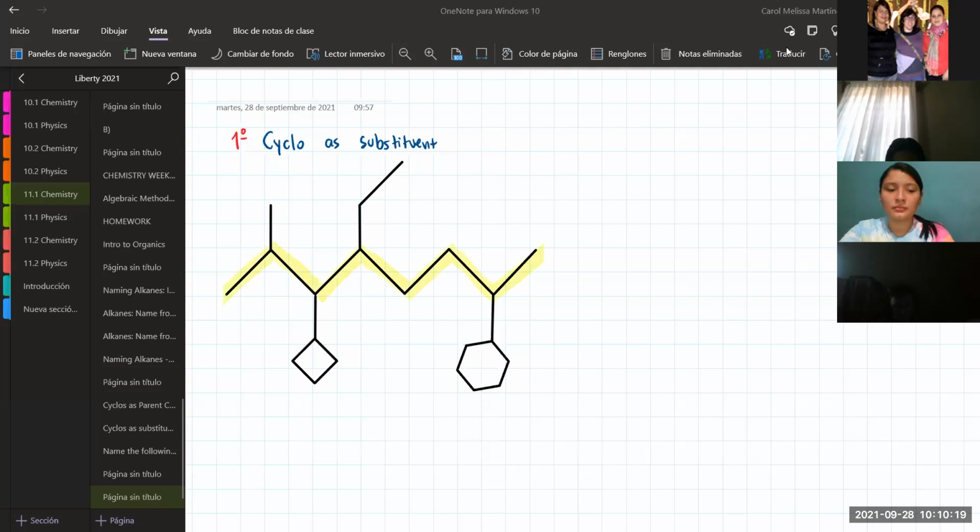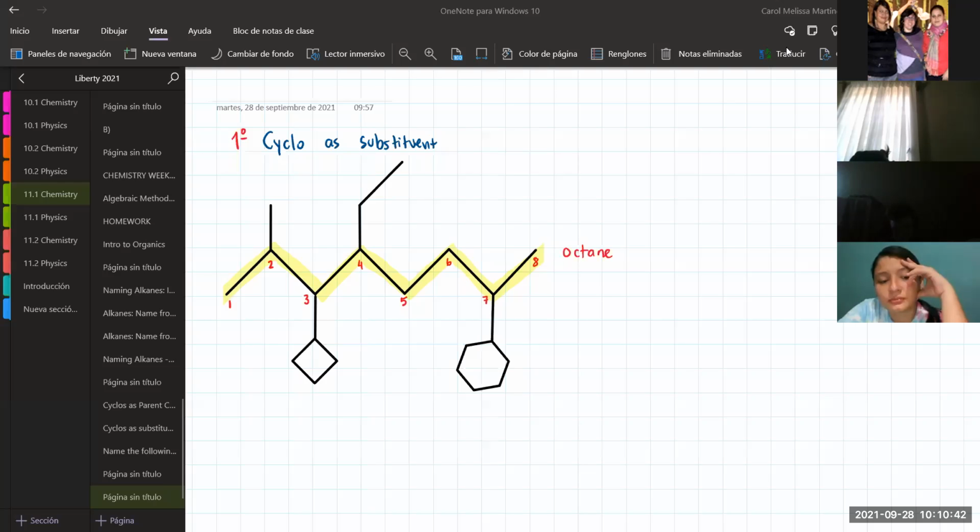Now that I confirm that this is the parent chain, what I'm going to do is number the carbons left to right, and right to left. 1, 2, 3, 4, 5, 6, 7, 8, which means that it's going to be octane. And the other way, 1, 2, 3, 4, 5, 6, 7, 8, octane. Now I will see what are the alkyls that are attached to the parent chain. This one right here.